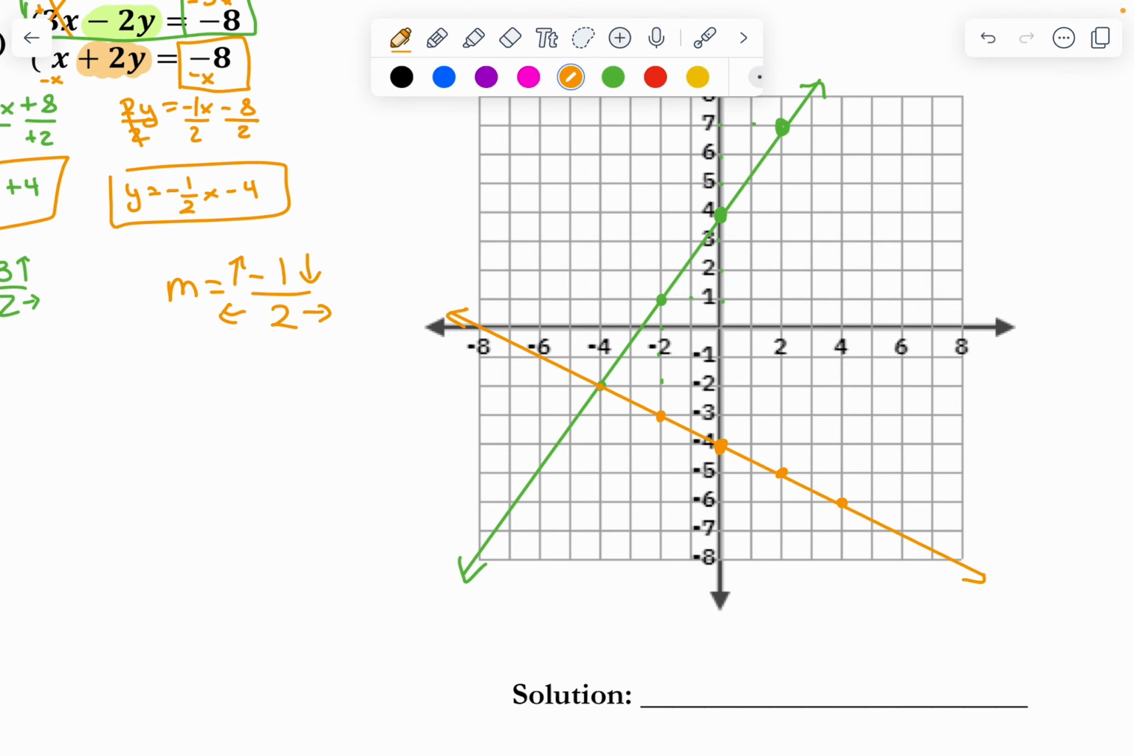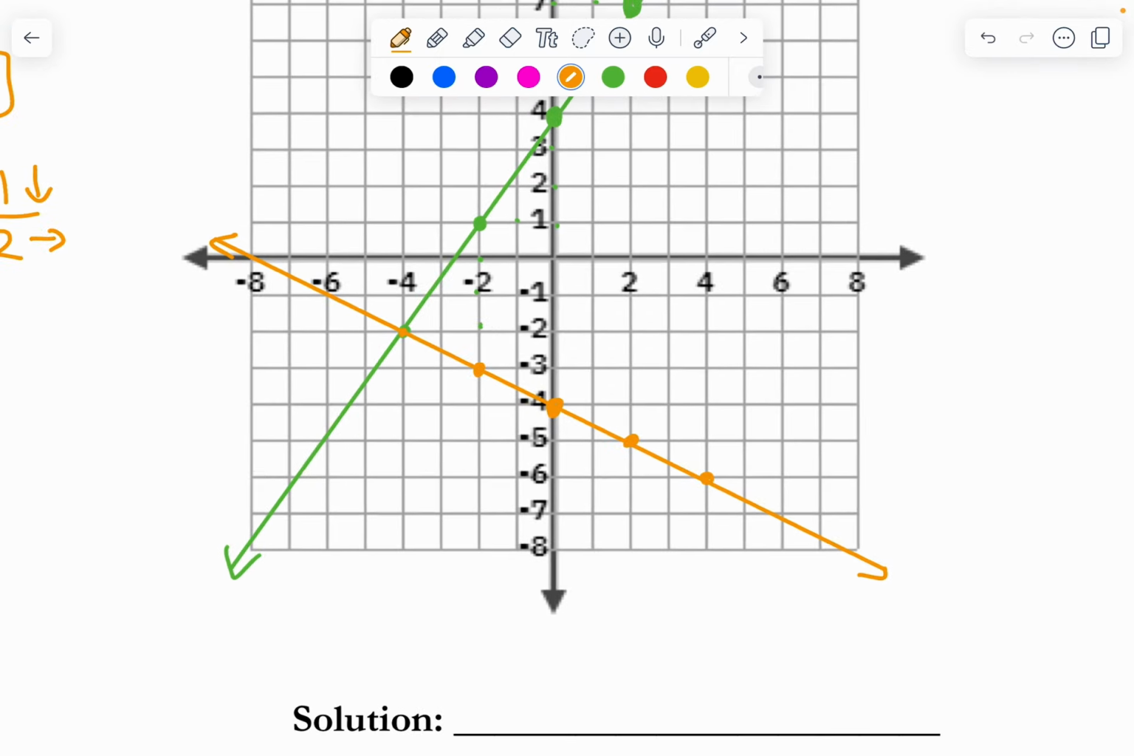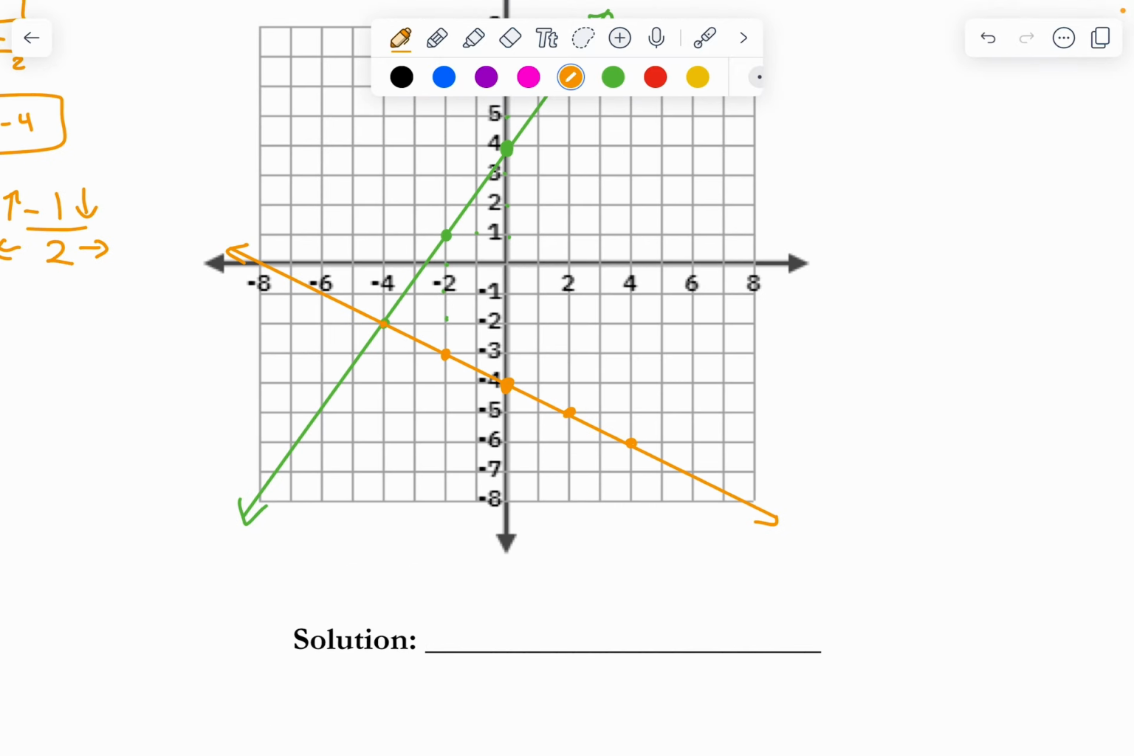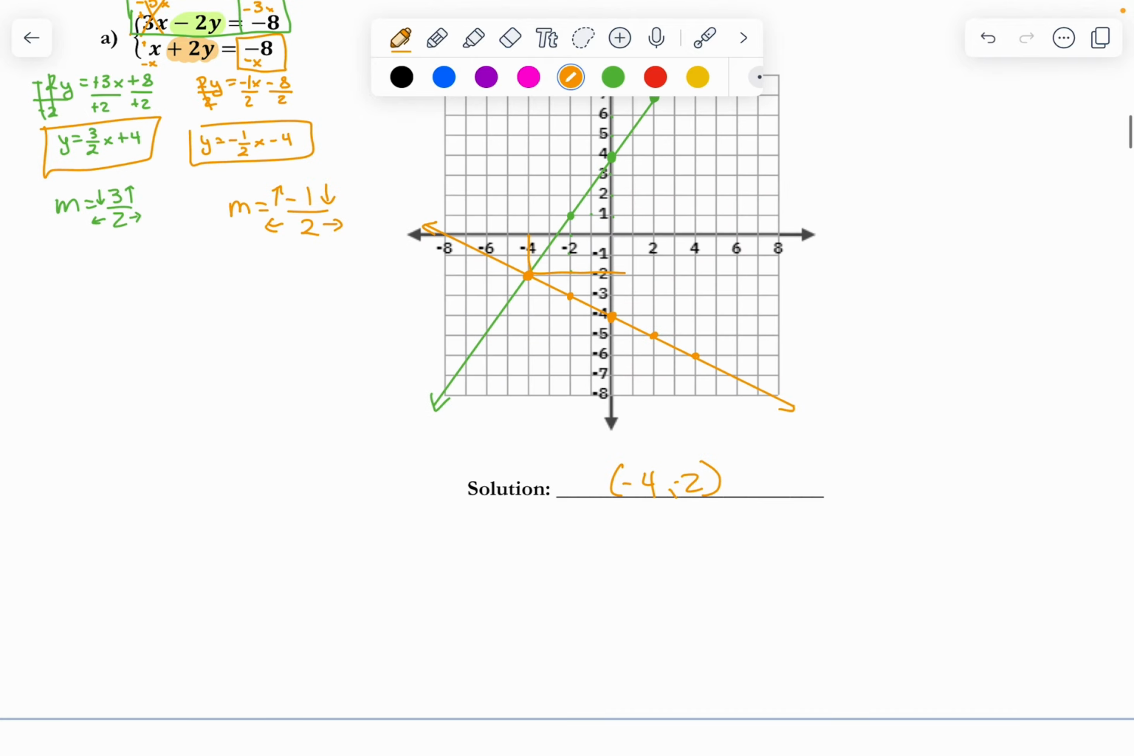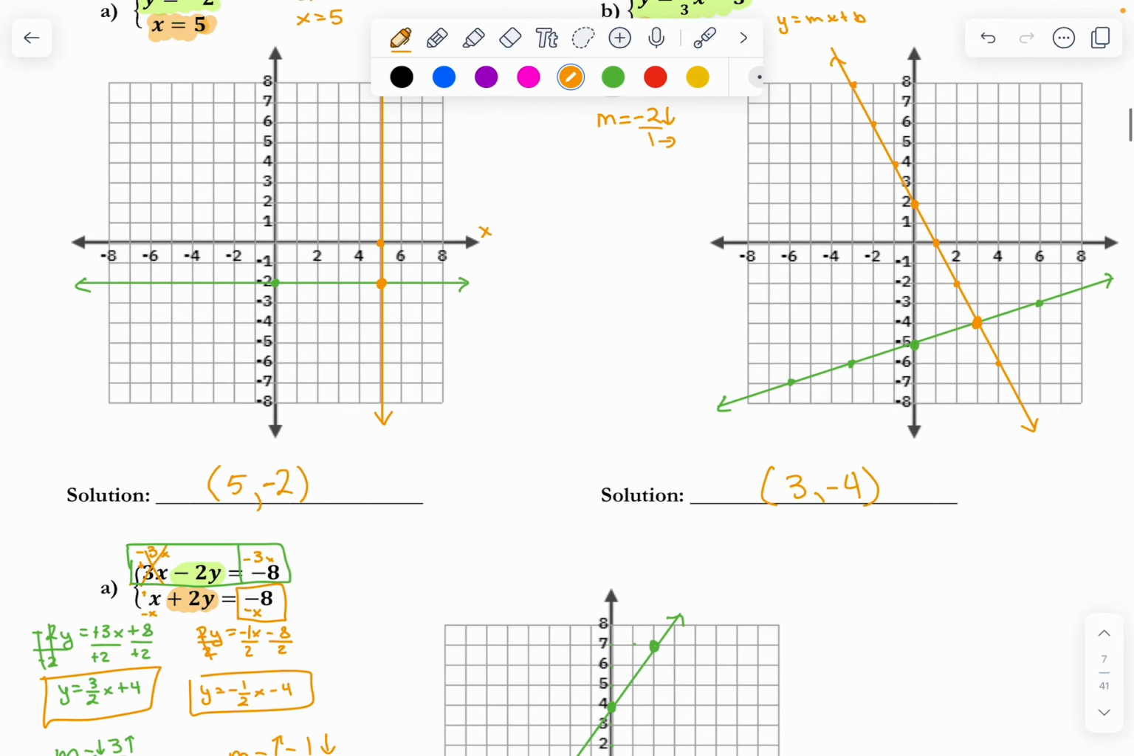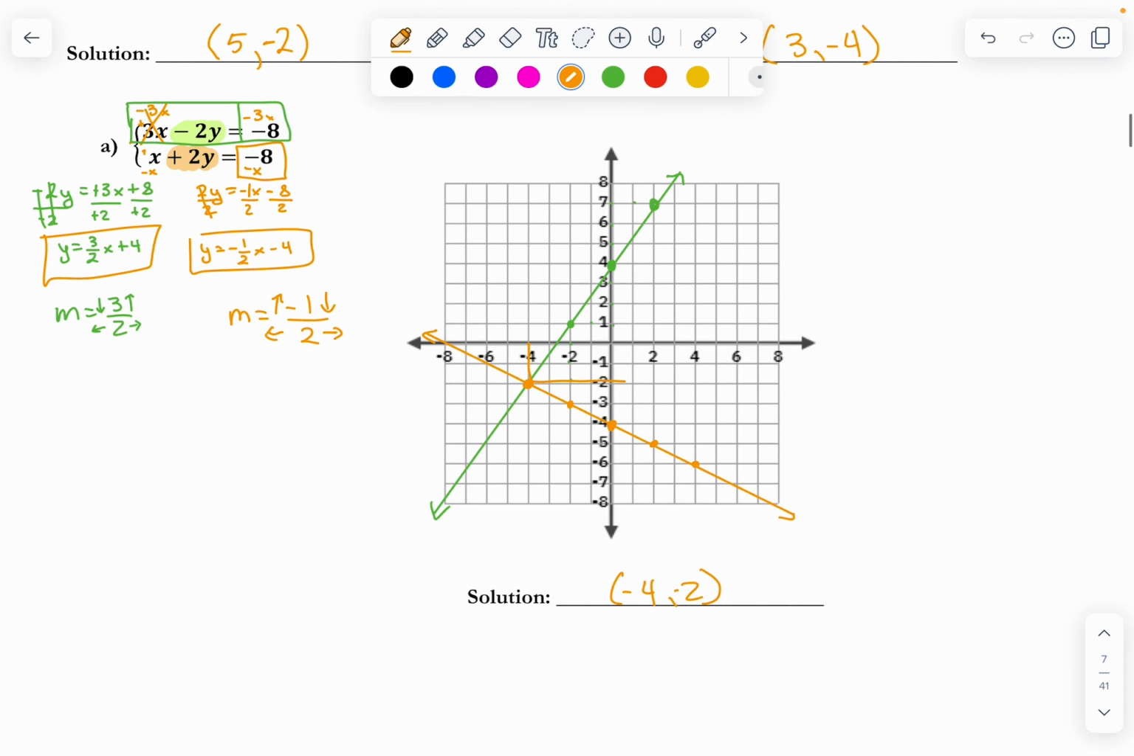And there we are. And again, see, my lines aren't super perfect, at least the orange one isn't. Actually, neither of them are. But because the points intersect here, I can tell my solution is -4 and -2. Right? My x here, and then my y. -4, -2. And that's it. We're done with this.